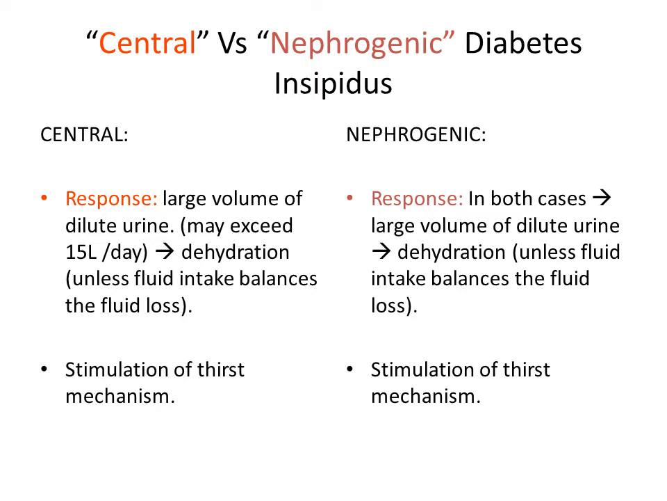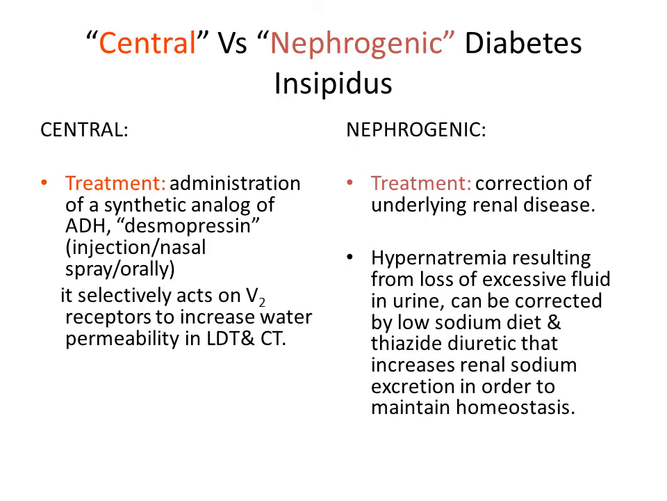Because of no ADH secretion in case of central diabetes insipidus, a large volume of dilute urine is excreted, and this leads to dehydration, which also stimulates the thirst mechanism. Similarly, in case of nephrogenic diabetes insipidus, the response of the kidney is excretion of large volumes of dilute urine, but the cause, as we have already discussed, is that the kidneys are not responding to ADH, although it is present in the body. So this also leads to dehydration and stimulates the thirst mechanism.